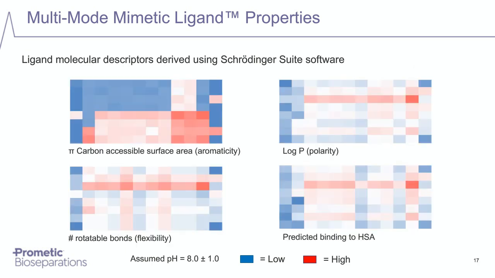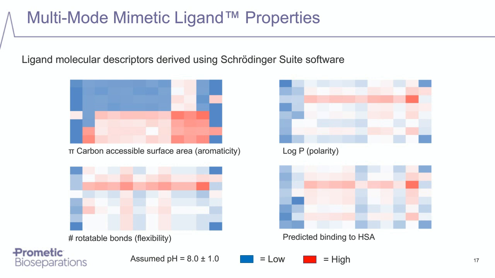We look at more of these types of descriptors. Pi carbons is a measure of the aromaticity. So as you would expect, the groups that have predominantly aromatic groups are lighting up there in red. We can look at overall polarity, log P. This shows us the ones that are mainly hydrophobic. We can look at the number of rotatable bonds in the ligand. That gives us a measure of flexibility of the ligand. And we can also look at predicted binding to different proteins such as albumin.